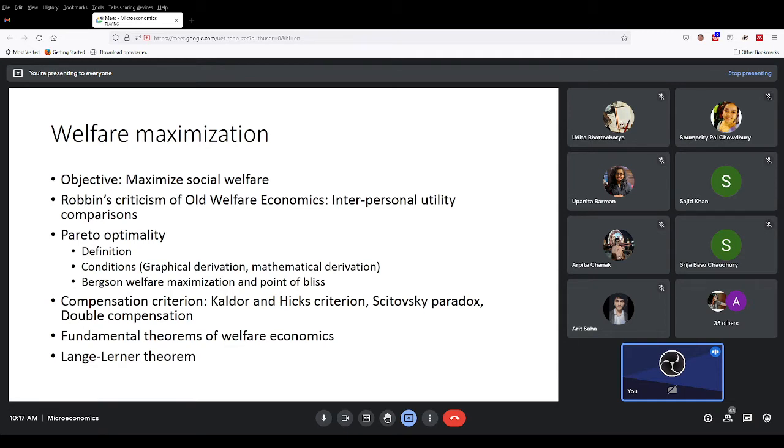Suppose there's a policy change, and as a result of this policy change, I gain by 10 units, but you lose by 15 units. So again, we can just compare them and say that, okay, the total loss to society is -5. This is somewhat simplistic. We can also add weights to it. But anyway, the basic assumption was that the utility of different persons could be compared.